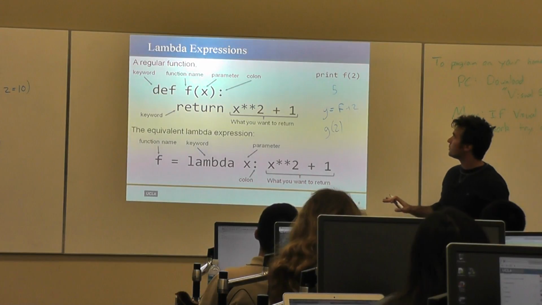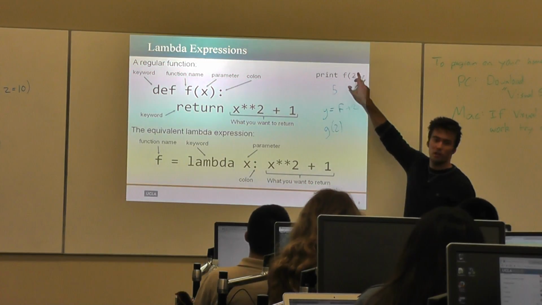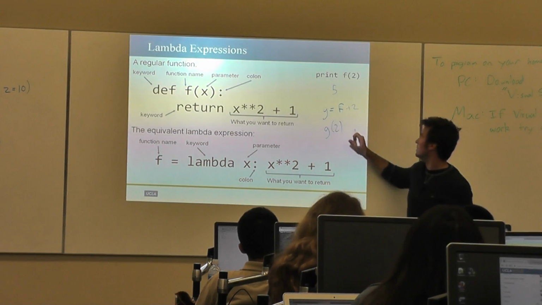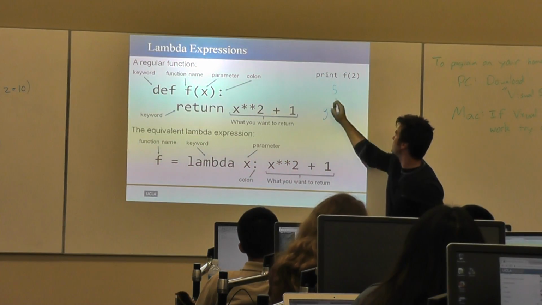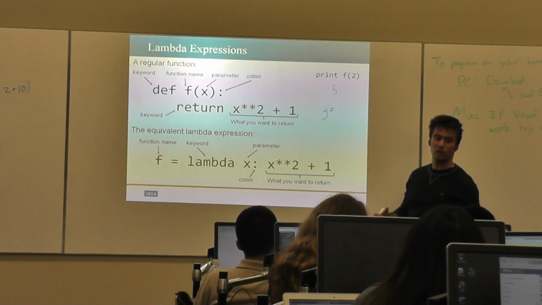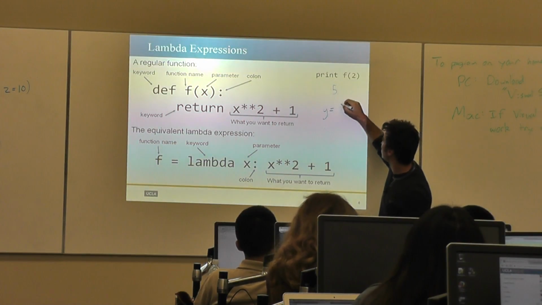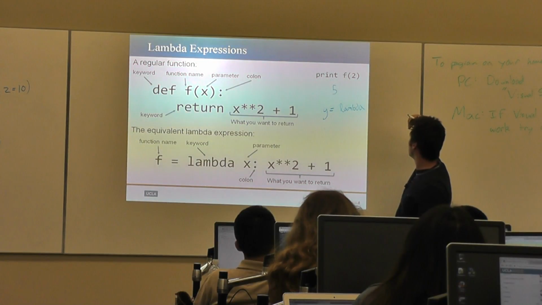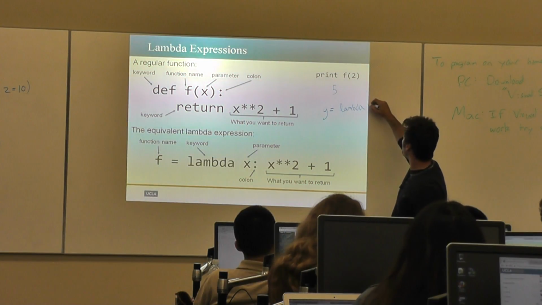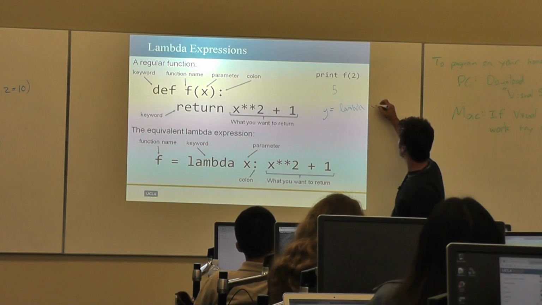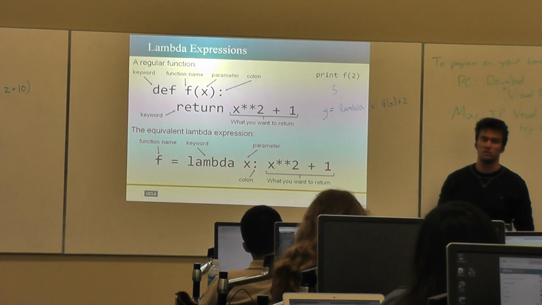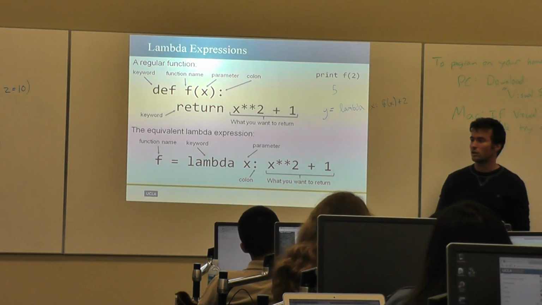Let's say that you want a function called g that does whatever f does, except you always want to add 2 to it. Well, in that case, you don't necessarily need to create a whole other function that does it. You can say g gets lambda x, which is going to call f of x and then add 2 to the result. So in one line, it's just kind of convenient like that.